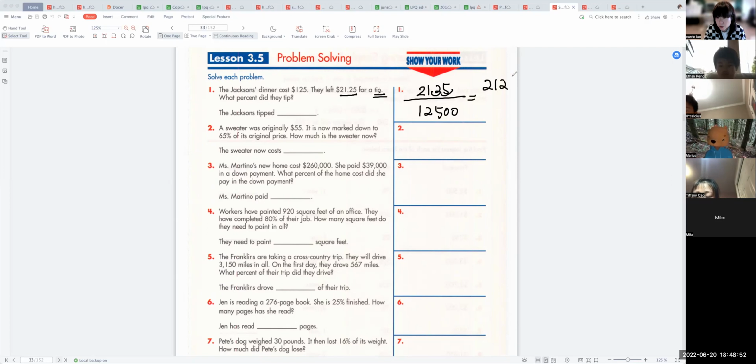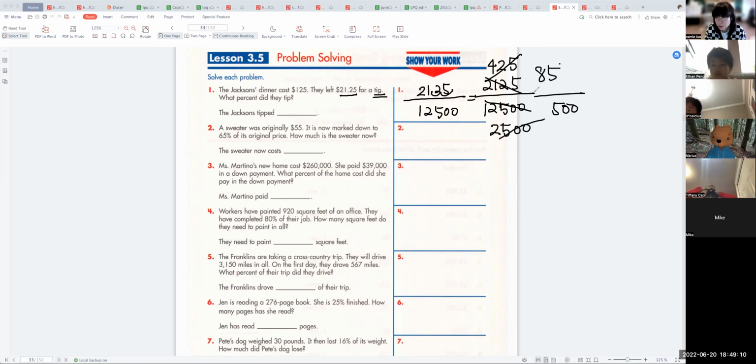So 2125 over 12500. Divided by 5, that's 425 over 2,500. Again, we can still divide by 5: 85 over 500. And divided by 5 again: 17 over 100. So 17% is the tip. Got it, everybody?